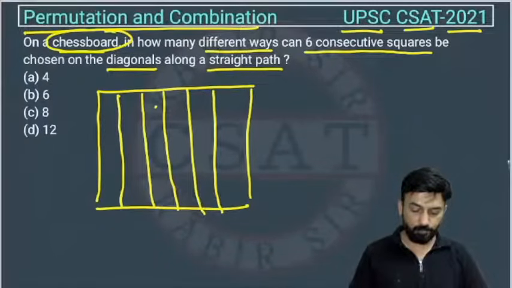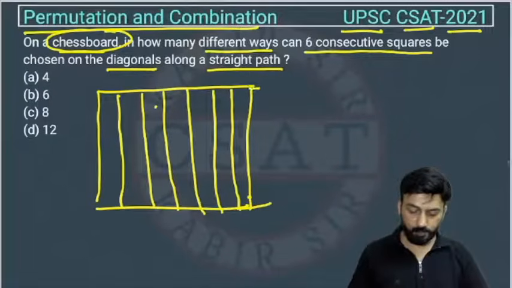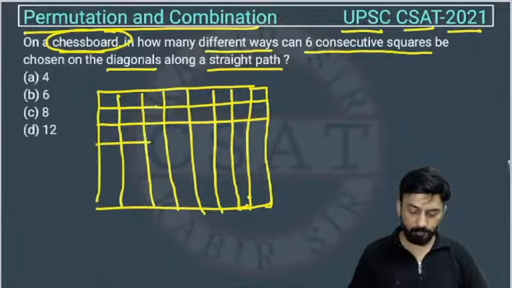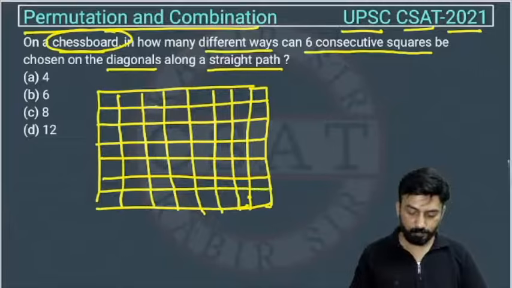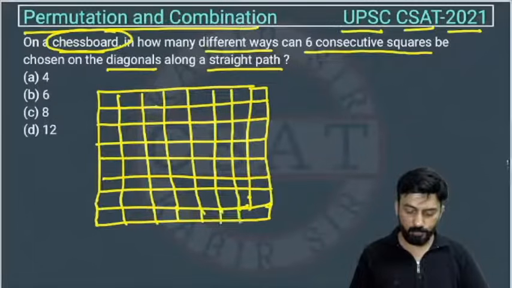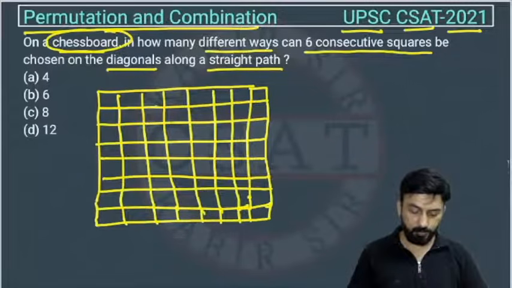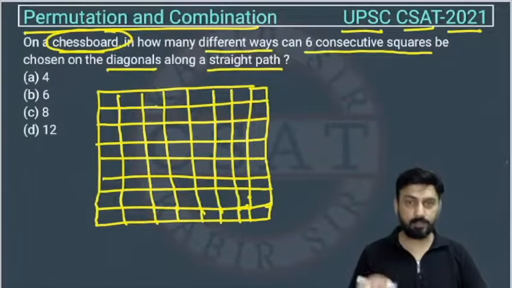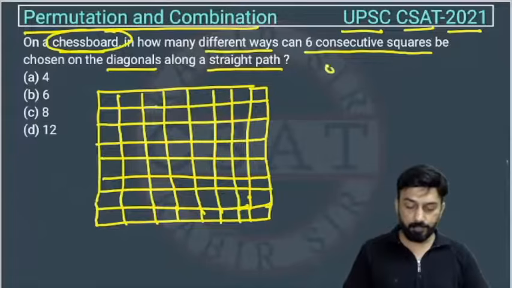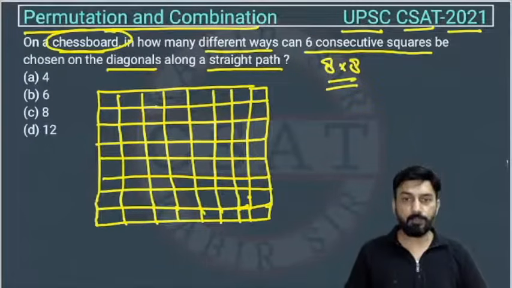Okay, so how many? 1, 2, 3, 4, 5, 6, 7. One more we need. The chessboard is of 8 by 8. Right. So 1, 2, 3, 4, 5, 6, 7, 8. And this side also 8. 1, 2, 3, 4, 5, 6, 7, 8. Right. So chessboard is of 8 by 8. Right. So this thing we have to remember.